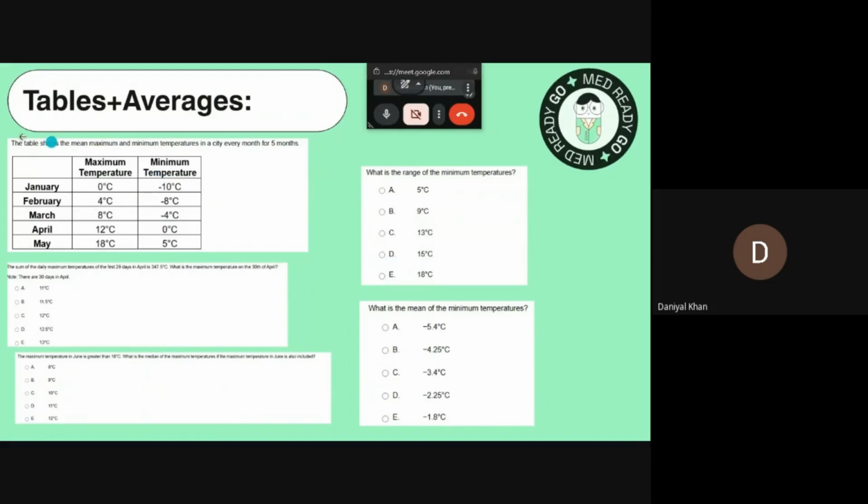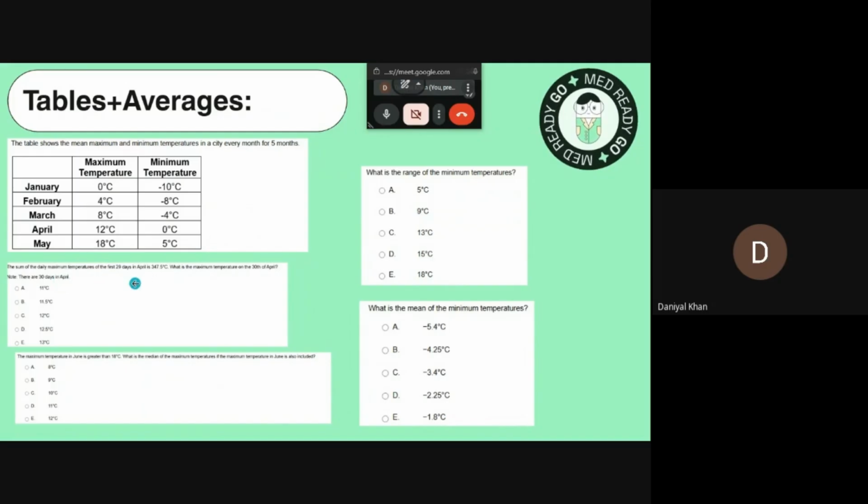Now moving on to tables and averages. So the table shows the mean maximum and mean minimum temperatures for every month for 5 months. Just read the headings of the table is what I would suggest. So you can see maximum, minimum, and then you can see months on the side, and then just jump straight into the questions. The sum of the daily maximum temperatures of the first 29 days in April is 347.5 degrees Celsius. What is the maximum temperature on the 30th of April? Note there are 30 days in April.